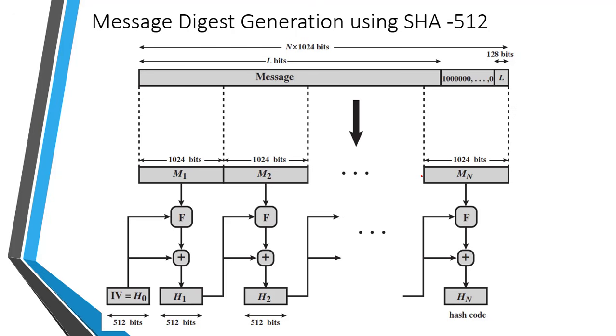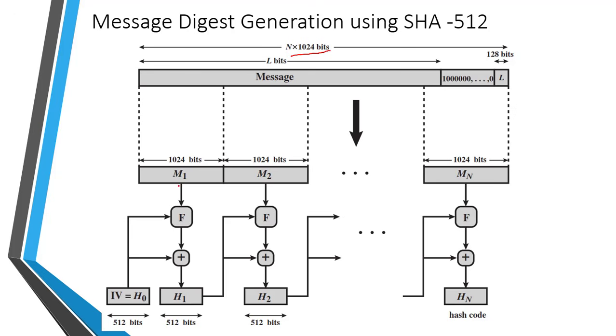Here we can see that first of all our message is of L bits. After that the padding is done. Padding is done using a 1 followed by a number of zeros, and after that 128 bits, that is the length L of the message in bits, is added. So now our message is a multiple of n times 1024 bits. After that, the message is divided into 1024 bit blocks, M1, M2, and so on, all blocks being of size 1024 bits.